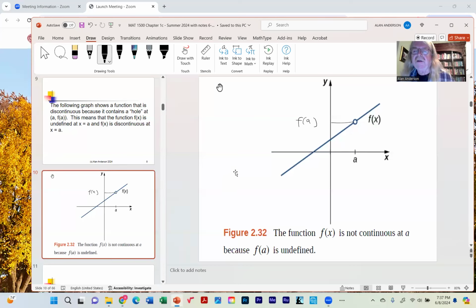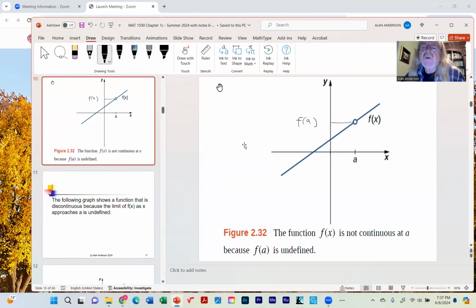Now, formally, in this case where we have simply a hole, this means that the function cannot be continuous because there is no value for f of a. In other words, the function is undefined at a, which means that f of a is undefined. And that's enough to conclude that the function is discontinuous. So if you can find a point where this is true, that means the function is discontinuous.